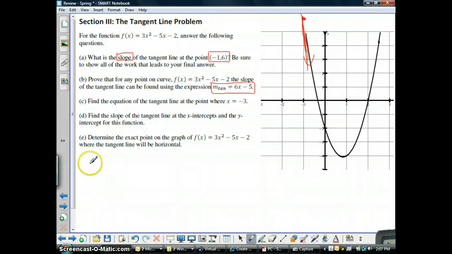I already know that the slope m of the tangent line at any given point is 6x minus 5. I'm interested when x equals -1, so I'm going to plug in -1 here, and I'm going to get -11 as my slope. So it is negative, and it is pretty steep, as you could kind of estimate from the picture. So that's for part A.